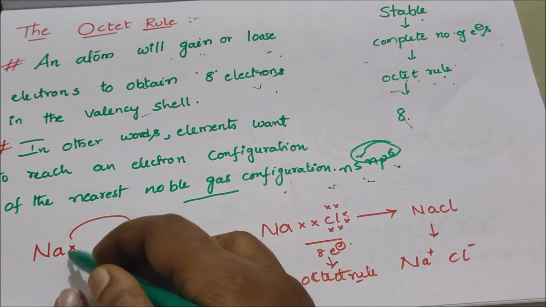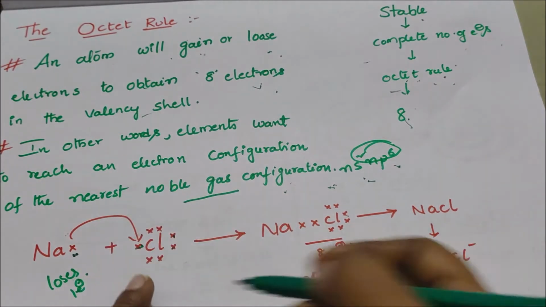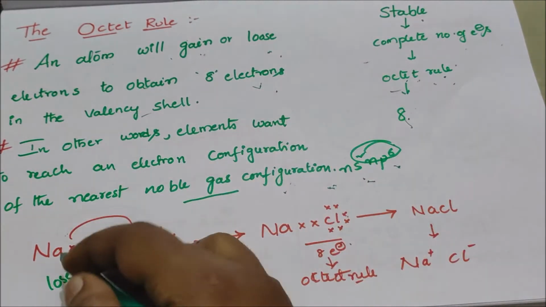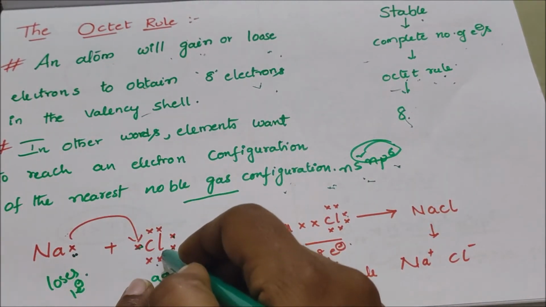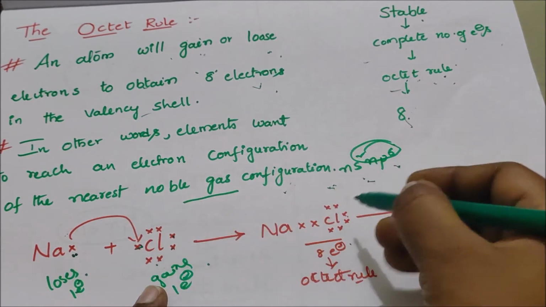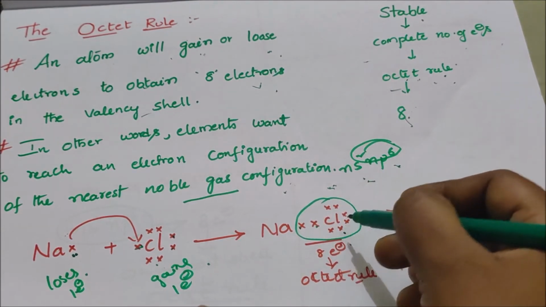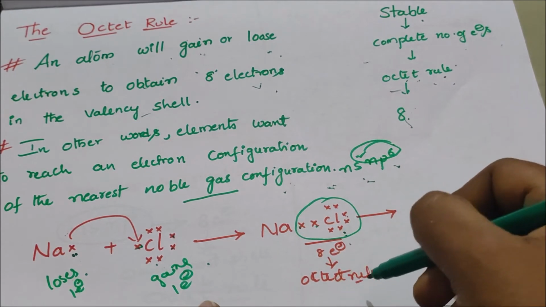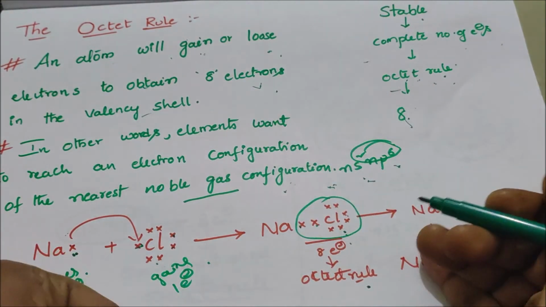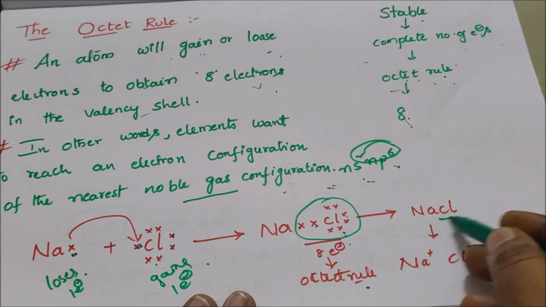So sodium loses 1 electron and chlorine gains 1 electron. Sodium loses 1 electron to give to the chlorine atom. Chlorine attains 1 electron from the sodium atom to complete the octet configuration: 1, 2, 3, 4, 5, 6, 7, 8. These 8 electrons represent the octet. So the molecule is stable. It obeys the octet rule and forms a NaCl molecule.